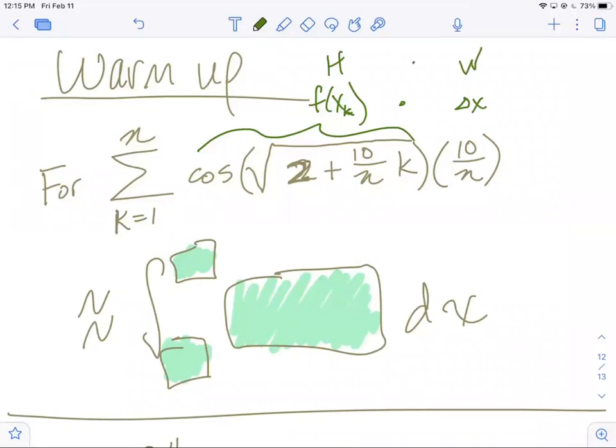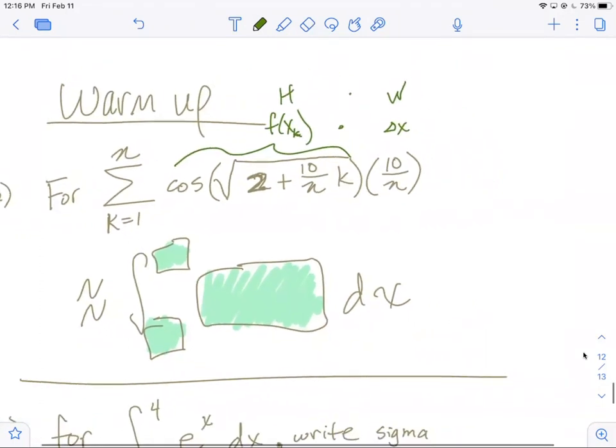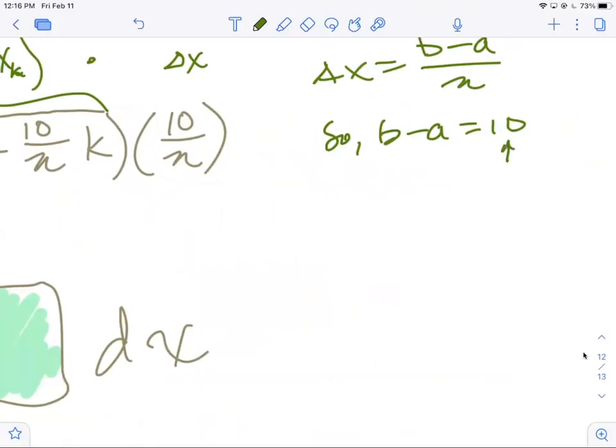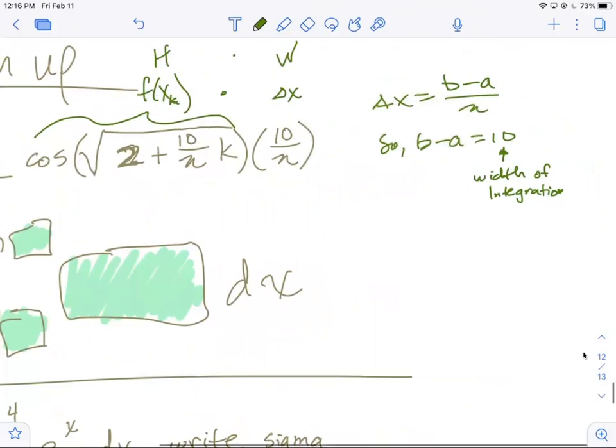Okay, so you can kind of deconstruct it, if you will, like when you take your Big Mac home and you take it apart one little piece at a time to see really what is in a Big Mac. I don't know if that analogy makes sense, but anyway, let's start with your delta x. Delta x is b minus a over n, and so that's where the n comes from. So that means that b minus a must equal 10, right? That's what that means, which means that this is our width of integration. We're integrating over a 10 x value span. All right, so that might help us.